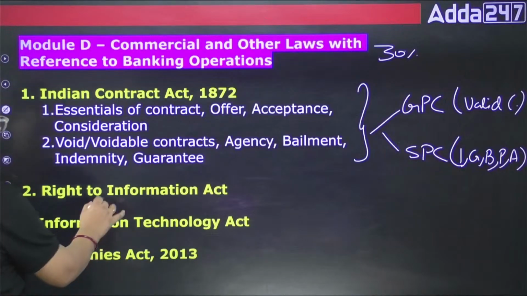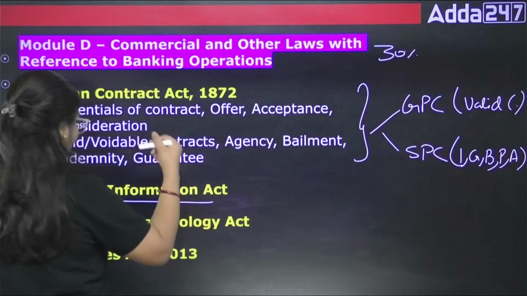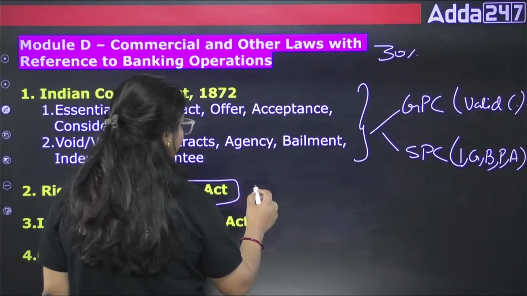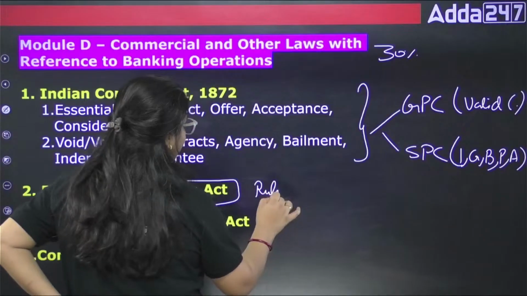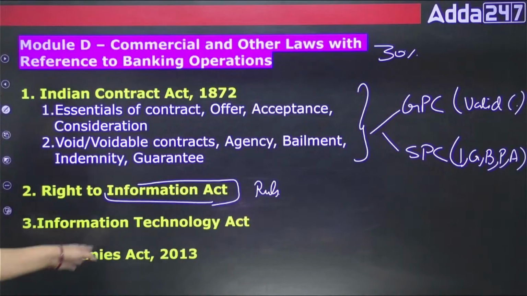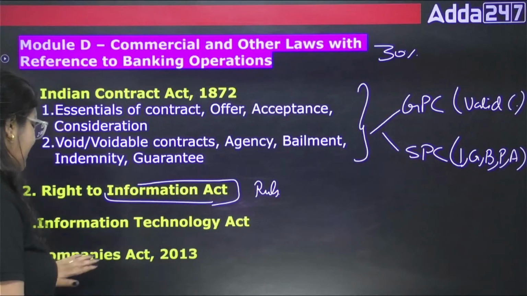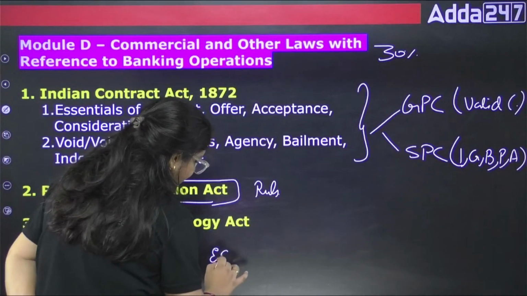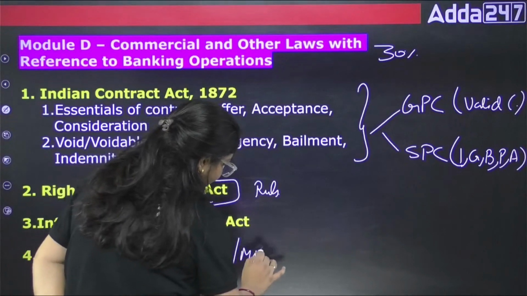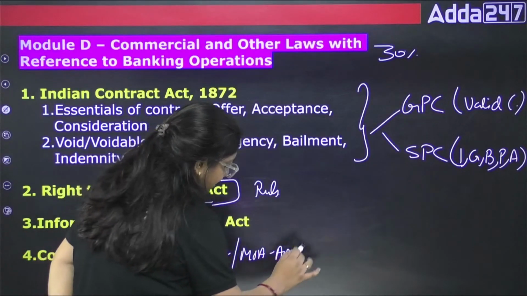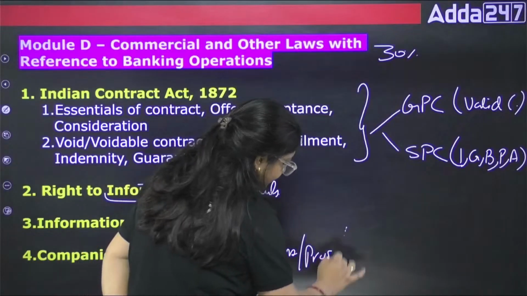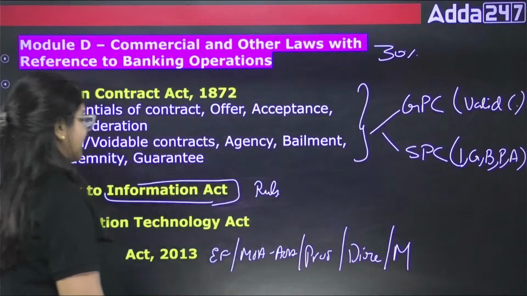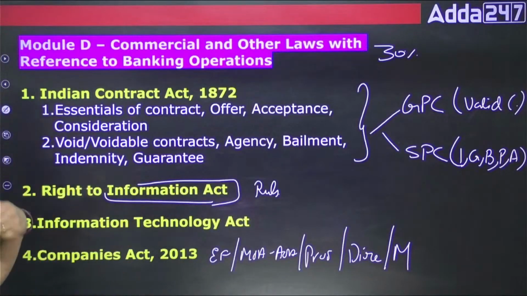Then after that, Right to Information. In the Right to Information Act, we have to study basically the rules that are given in it. IT Act, same rules. Companies Act: in the Companies Act, the essential features of a company. Then what is the memorandum and articles of association. Then the prospectus topic is important. The director topic is important, and the member topic is important in the Companies Act 2013.